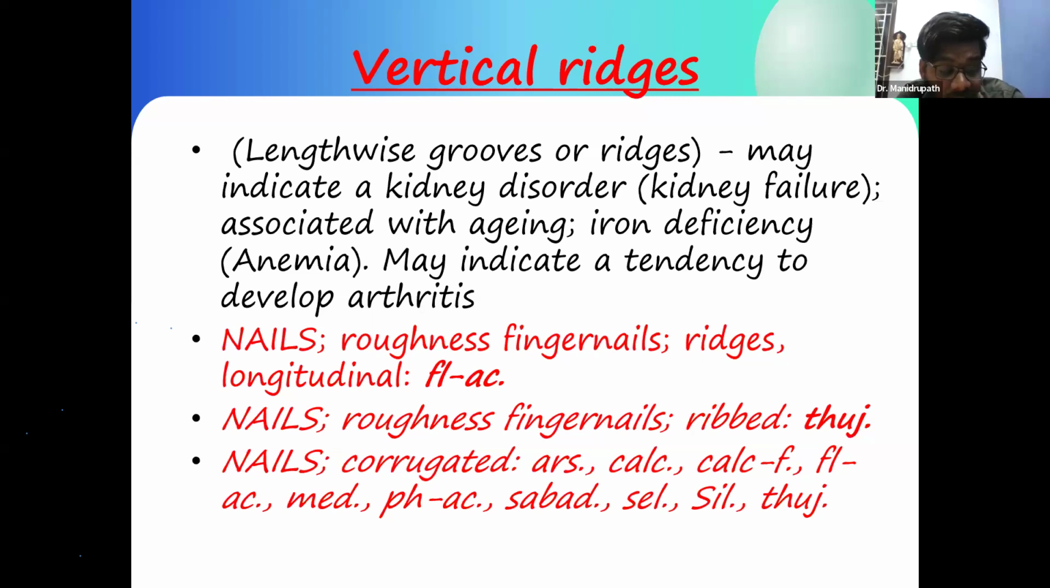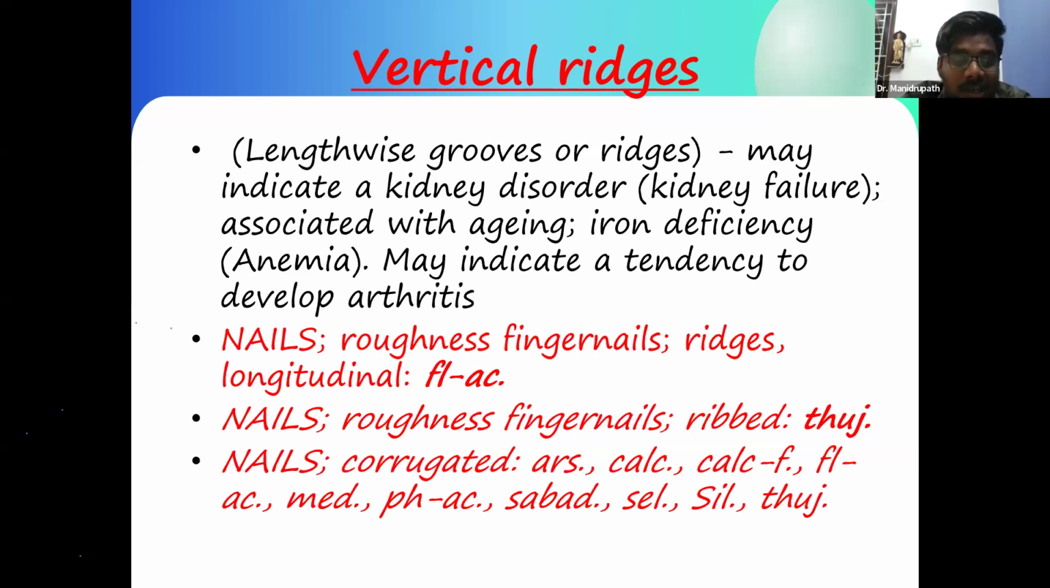Nails, roughness, fingernails, ridges longitudinal, that is fluoric acid, as I said. Nails, roughness, fingernails, ribbed is Thuja. Thuja is such a remedy you can prescribe. The key confirmatory of Thuja is perspiration with a lot of eruptions, aversion to onions and at the same time desire for onions. Thuja and Medorinum come very, very close. But the major difference you need to understand is Thuja doesn't have aggravation or amelioration at 5 p.m., but Medorinum has. And Thuja desires tea, especially tea, and extra hair growths is Thuja, and especially warts is Thuja.